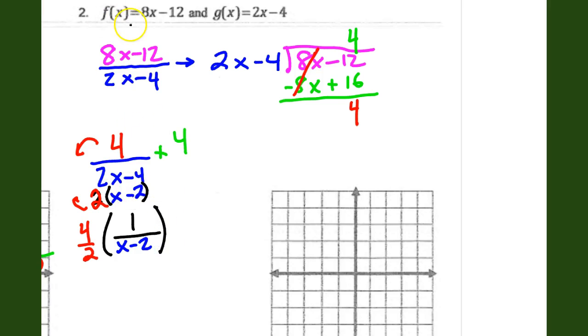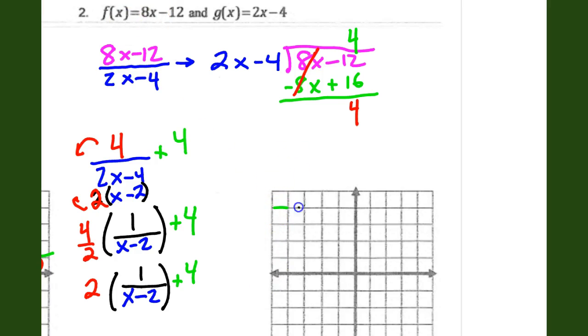And then I still have the asymptote right here, the plus 4. And we can do a little bit more simplifying because 4 divided by 2 is 2. So we'll have 1 over x minus 2. We got plus 4. And we can go and graph this.